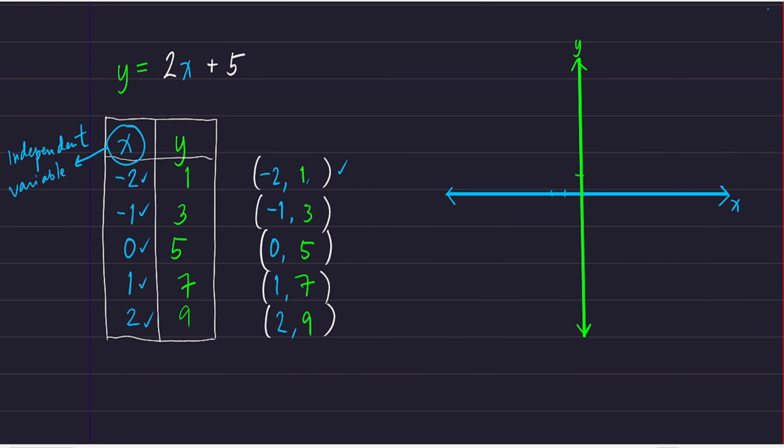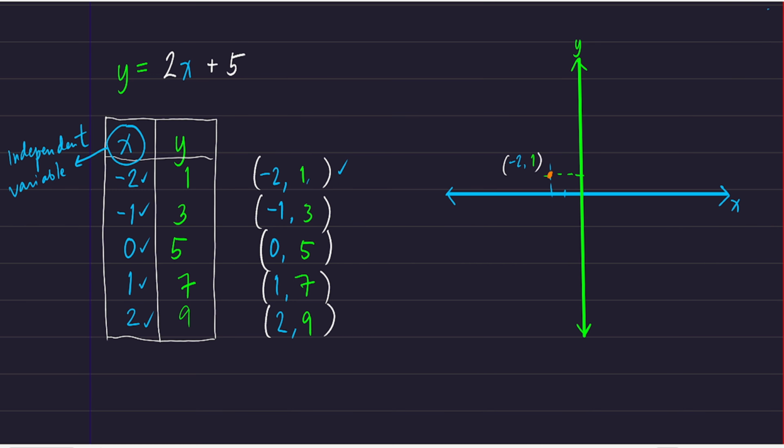And kung saan mag-i-intersect yung -2 and 1, yun yung point nila. So, ito yung 1, then ito yung -2. Ayan, nag-intersect sila dito. So, this is -2, 1. Sulat lang natin. -2, 1.